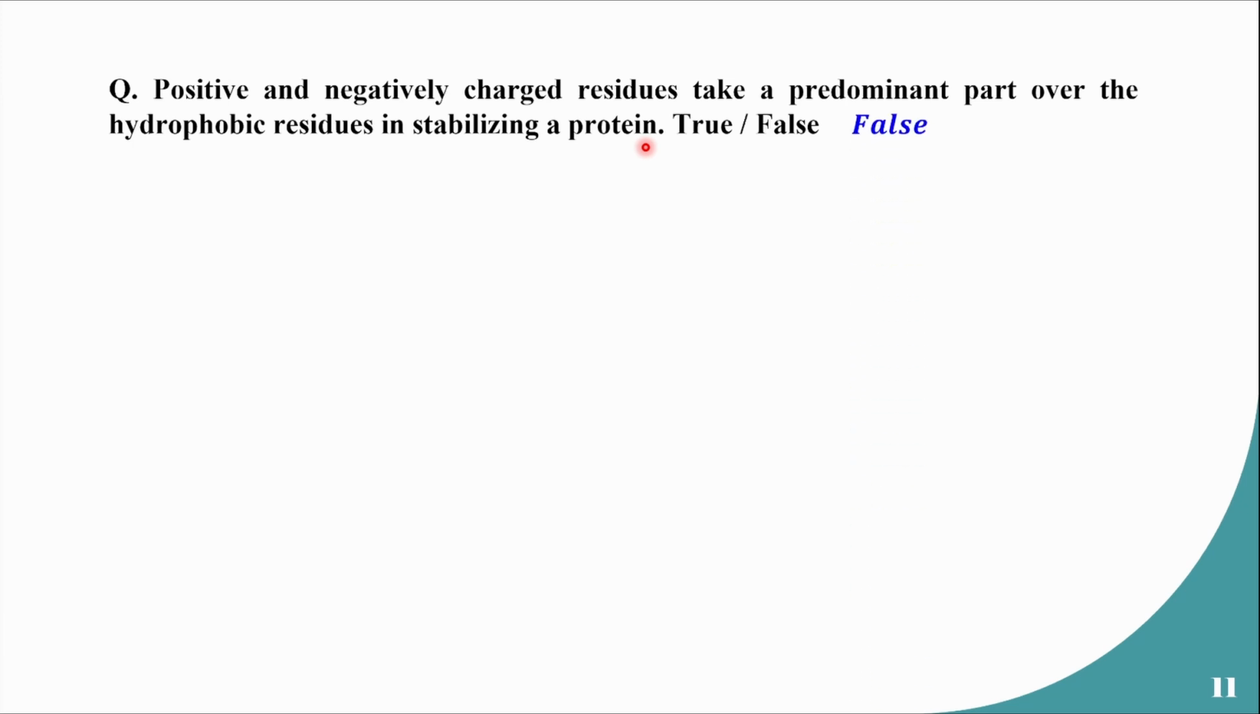So in this particular case, the answer would have been false, because positive and negatively charged residues do not take the prominent part in stabilizing the 3D fold. They do stabilize it in a certain way, because positive and negative charges form electrostatic interactions and so on, so they can stabilize certain parts of the protein. But for stabilizing the entire fold of the protein, the major role goes to the hydrophobic residues, right?